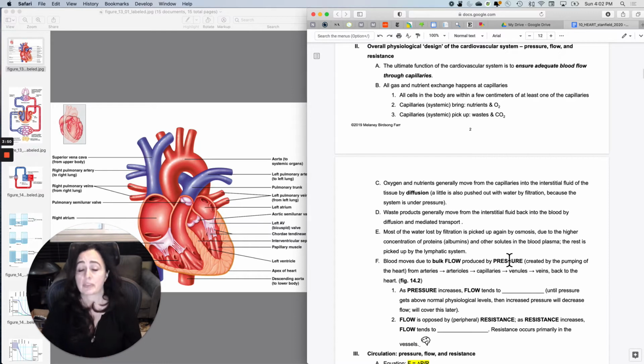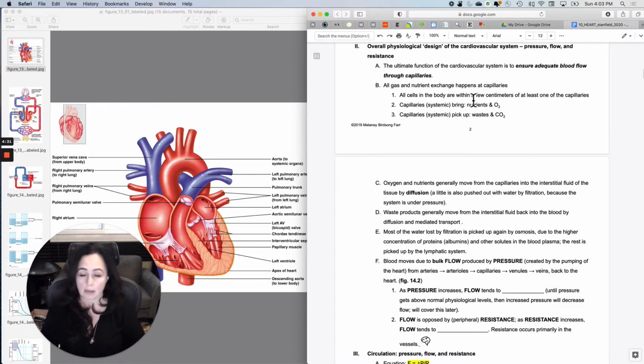Okay, so things that you know, putting into context here. All the gas and nutrient exchange happens at the capillary beds. Why? Because capillaries are branched enough with enough surface area and thin enough to allow for gas, nutrient, and waste exchange. So every single cell in the body is within a few centimeters of at least one of the capillaries. And of course, if we're talking about systemic capillaries, what they're typically doing is they are bringing to the capillary bed nutrients and oxygen, and they are taking away from the capillary bed wastes and carbon dioxide as a result of, of course, cellular respiration primarily.